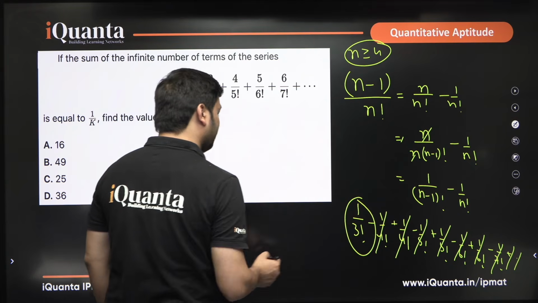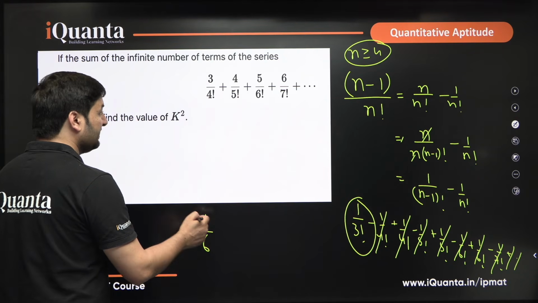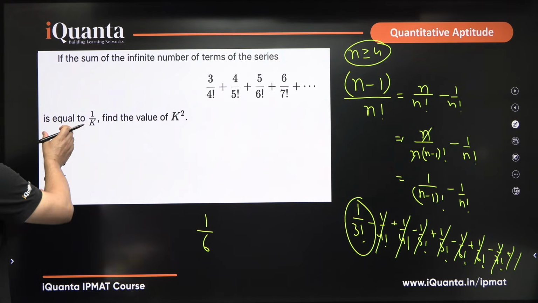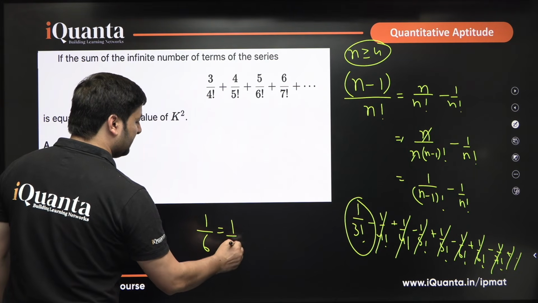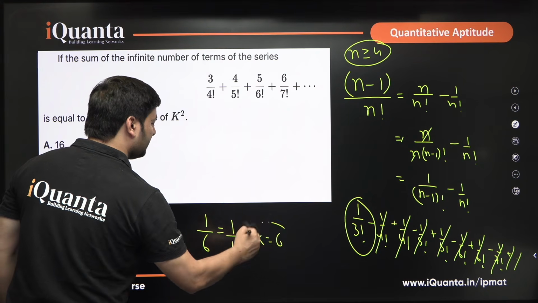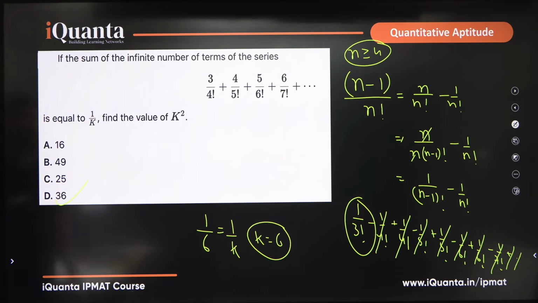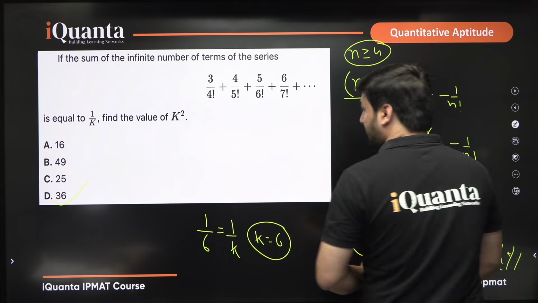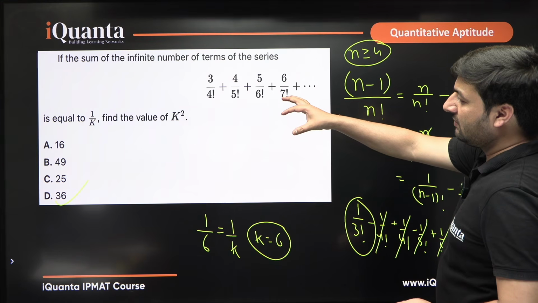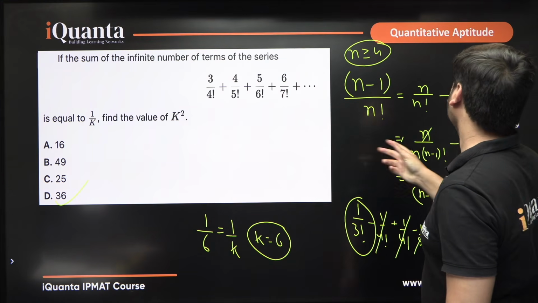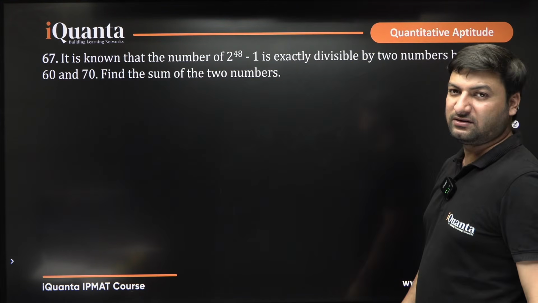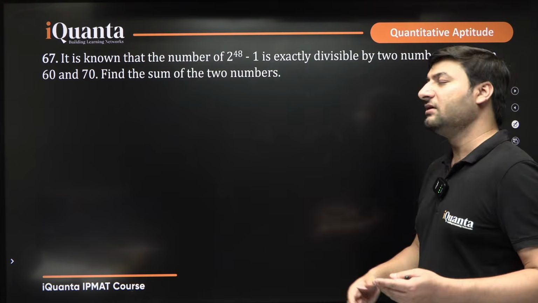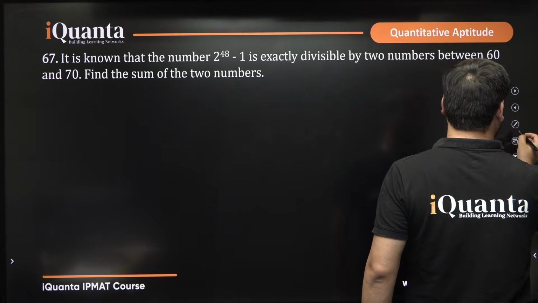We will finally be left with 1 upon 3 factorial, that is 1 upon 6, and we were given that the sum of the series is equal to 1 by k. If this is 1 by k, k is basically 6, you wanted k square, which will be 36. That is your answer. Okay. So, this is a great question. Again, this is something where you have to change the format, bring it to a general form and then deal with the situation. Okay.